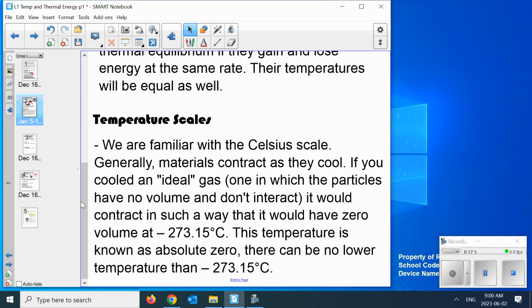There's a third system we're going to talk about, though, and, well, I'll just read through this. Generally, materials contract or get smaller as they cool. If you cooled what we call an ideal gas, and that's one where the particles have no volume and don't interact, it's just points.